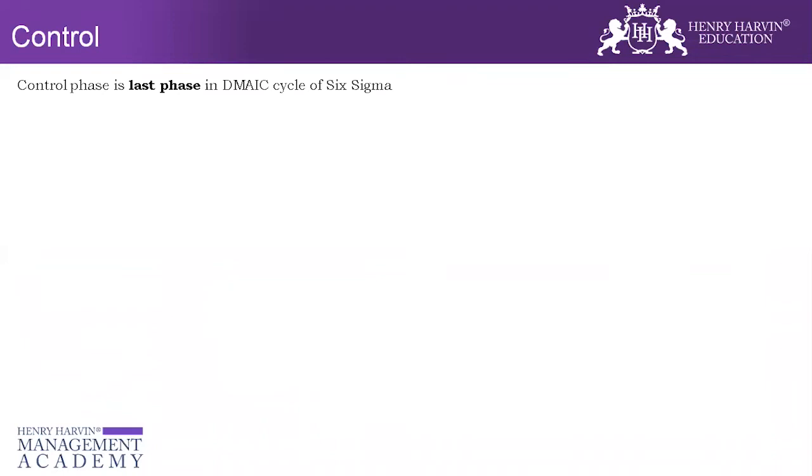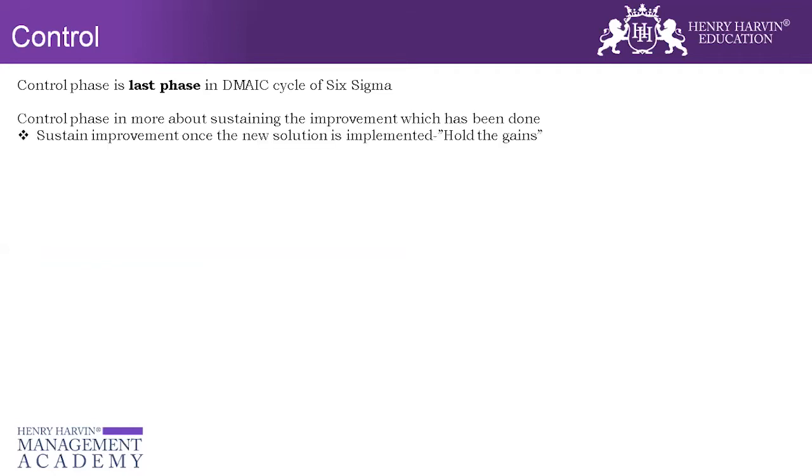As I said, the control phase is the last phase in the DMAIC cycle of Six Sigma. It's about sustaining an improvement which has been done, sustaining the improvement once a new solution is implemented. This is also referred to as holding the gains. And this is where we proactively monitor the process on an ongoing basis.